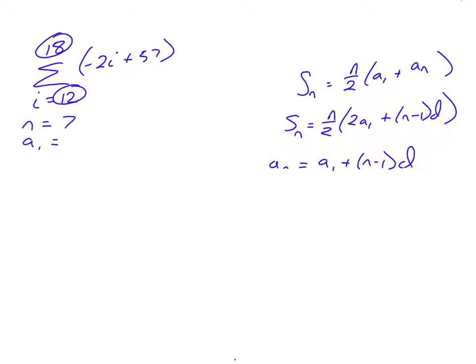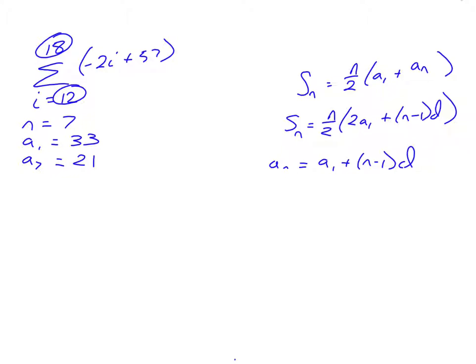Then I need a sub 1. What do I do to get a sub 1? I plug in 12. If I plug in 12, that's negative 24. Negative 24 plus 57 is 33. Alright, then what else do I need? I need the last term, which is a sub 7, and how do I get the last term? I plug the top number in, so I plug 18 in. If I plug 18 in, that's negative 36 plus 57, which gives me 21, correct?